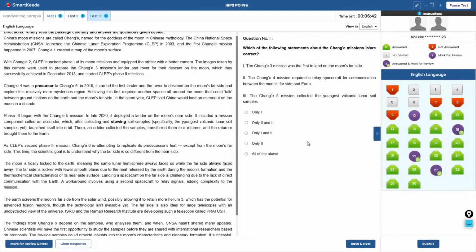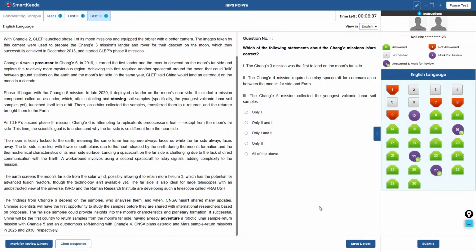The Earth screens the moon's far side from solar wind, possibly allowing it to retain more helium-3, which has potential for advanced fusion reactors. Though the technology isn't available yet, the far side is also ideal for large telescopes with an unobscured view of the universe. ISRO and Raman Research Institute are developing such a telescope called Pratyush.